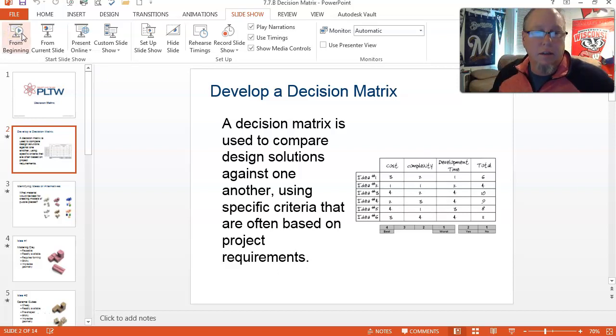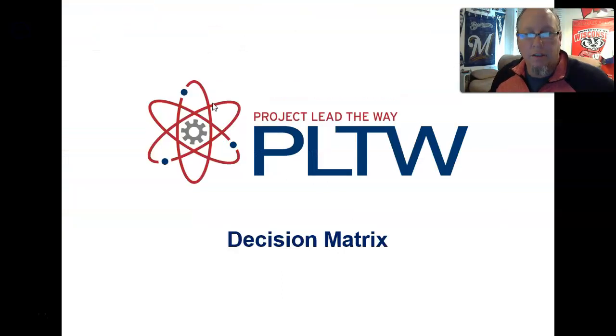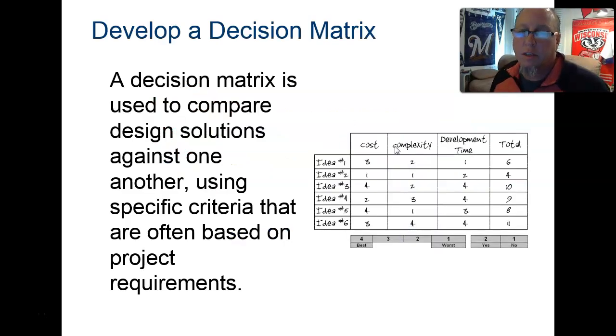This is the PowerPoint for assignment 7.7. It's going to introduce you to the process of using a decision matrix. So if you're not familiar with what that is, well, here you go. This is what a decision matrix is.